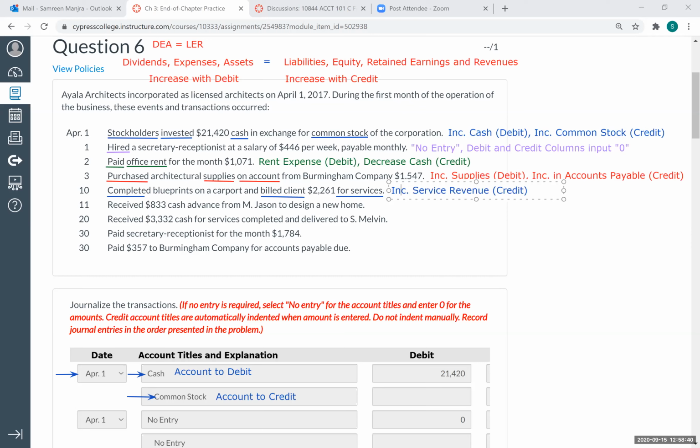in service revenue. And because we've performed a service, we should get paid. We didn't receive money now, we will receive money later from our customer. So we have an increase in our accounts receivable asset, and our increase in our asset will be reported as a debit.